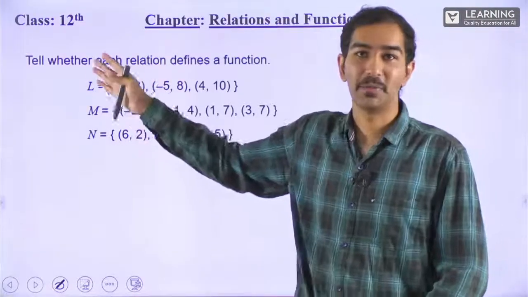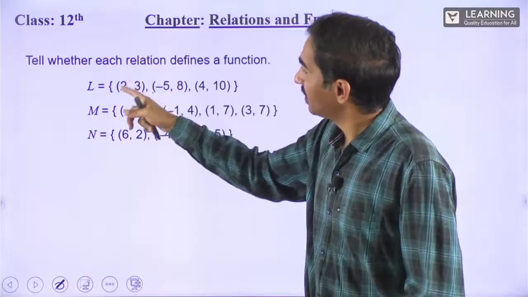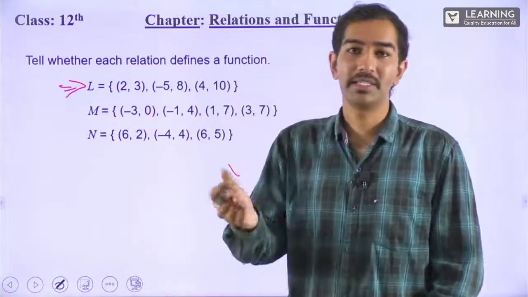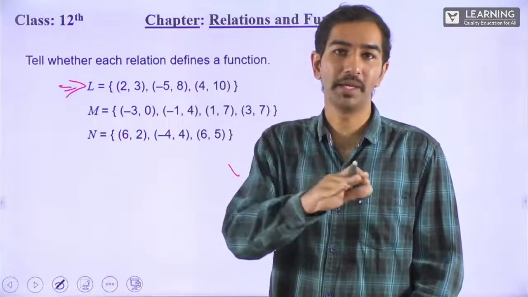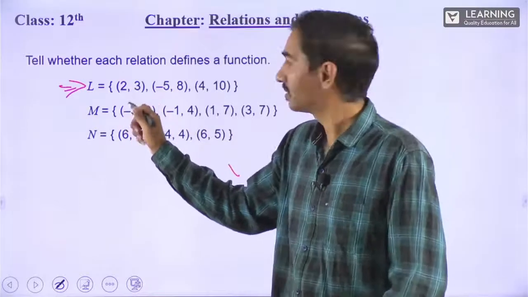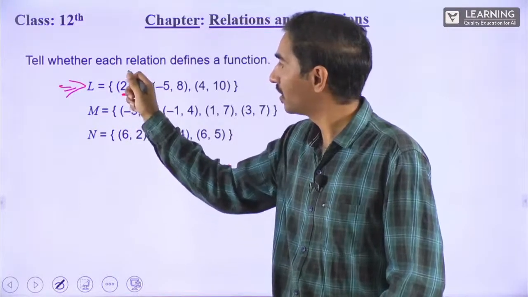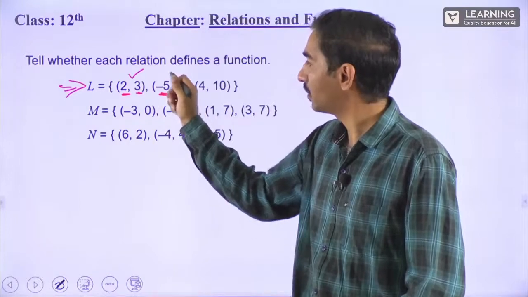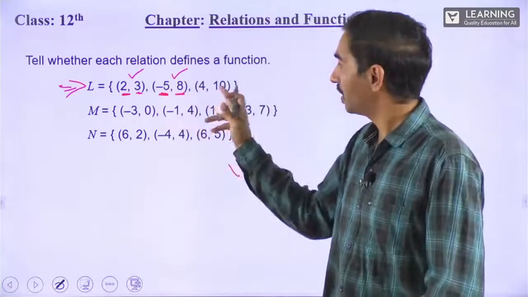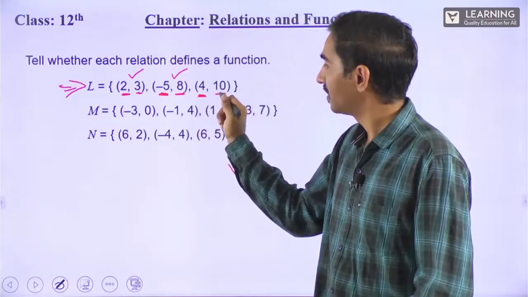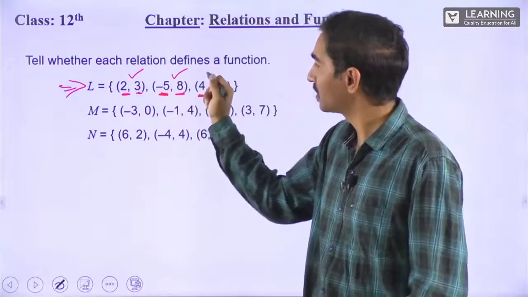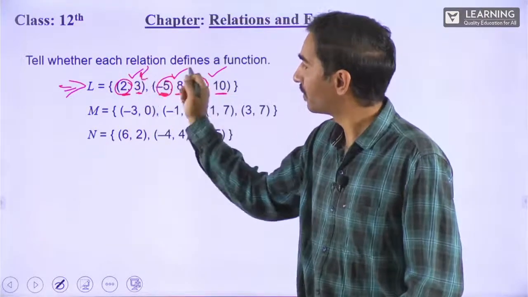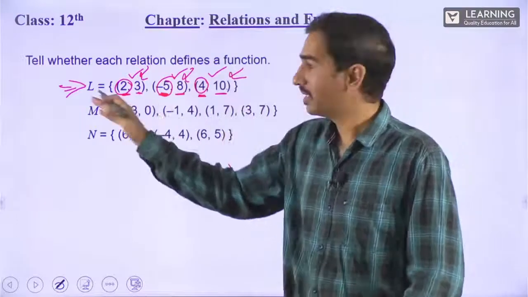So there is one small exercise I have put up here. Tell whether each relation defines a function. Is this defining a function? Yes or no, students? Let us check the domain and codomain. That is nothing but x is the domain, y is the codomain. So (2,3): x is 2, y is 3. Alright, this is a function. (-5,8): x is different, y is different. This is also a function. Next one, (4,10). This is x, this is y. 10 is nowhere repeating here, so this is also a function. Each value of x has a unique value of y. So we can call L a function.